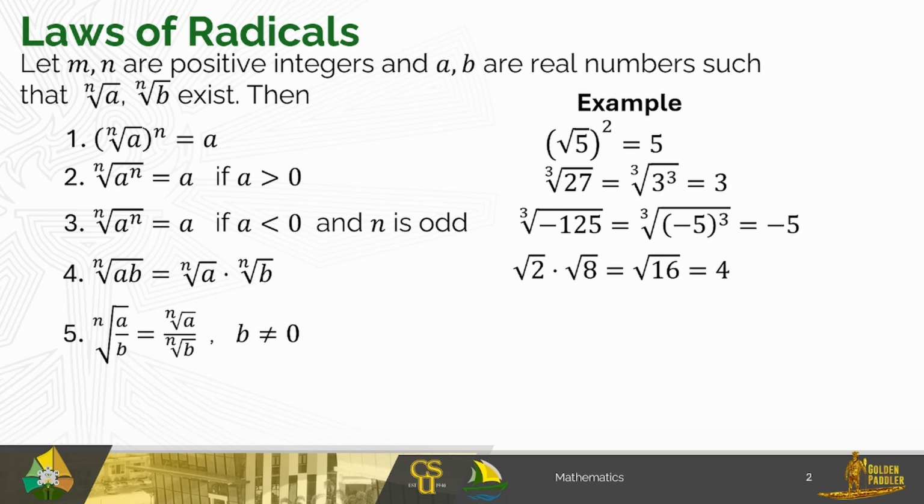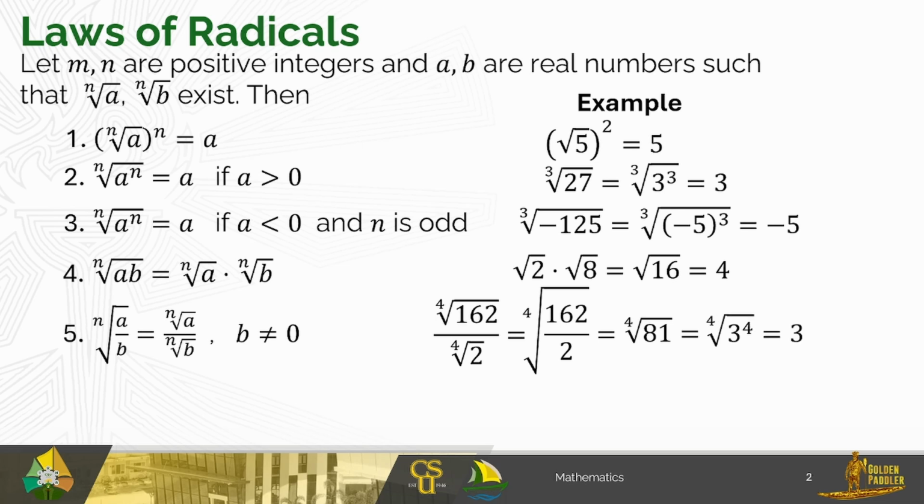Next is the nth root of the quotient a over b is just equal to the nth root of a over the nth root of b, where b is not equal to 0. For example, the fourth root of 162 over the fourth root of 2 is just equal to the fourth root of 162 over 2, which is just equal to the fourth root of 81. But 81 is 3 raised to the power of 4, so using number 2, this is just equal to 3.